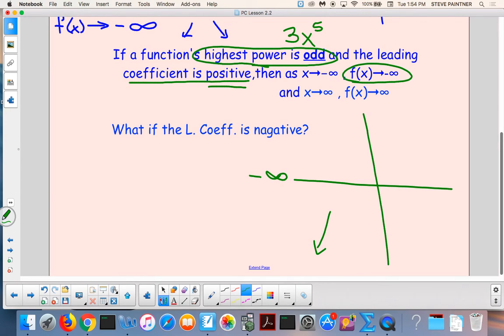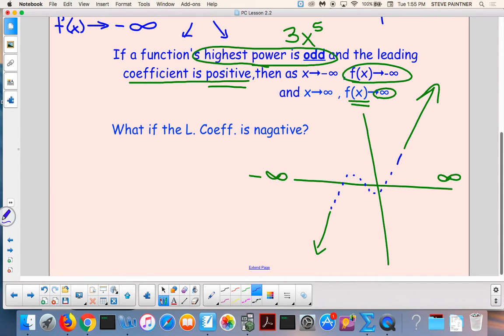And as x approaches positive infinity, what do your y values do? They go up. Isn't that what odd functions do? Yeah. And then what do they do in between? They do whatever they want to do, right? We don't know yet. Okay. They can go crazy on you. This is just end behavior.